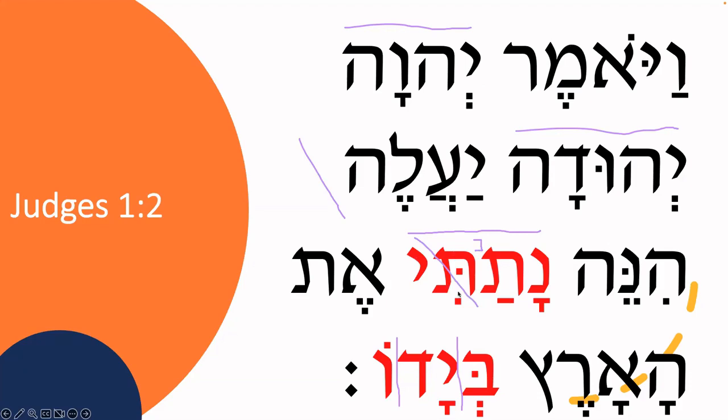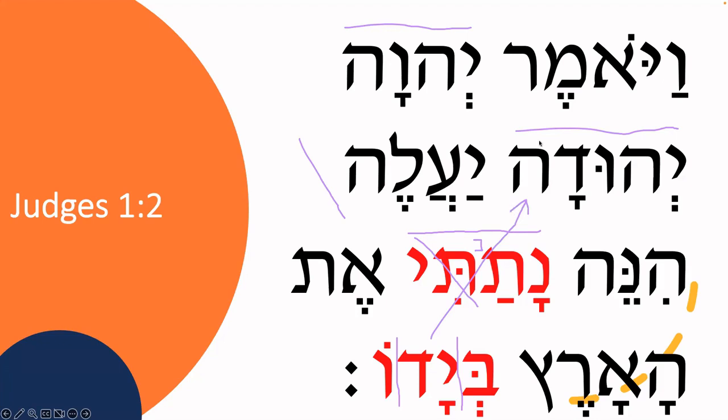So, Vayomer Adonai, Adonai said, Judah will go up. Behold, I have given, because it's past tense. Now, the et tells us the direct object. So this is what he is giving, is what follows. Ha'aretz, the earth, or in this case, the land. The preposition, in. What's the suffix? His, yod, in his hand. Whose hand? Judah.